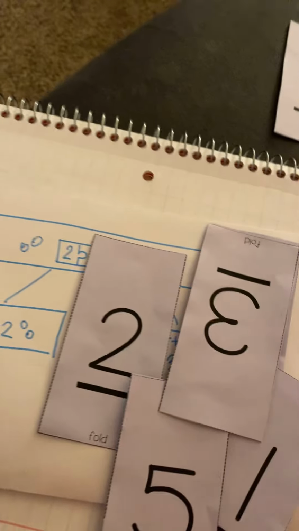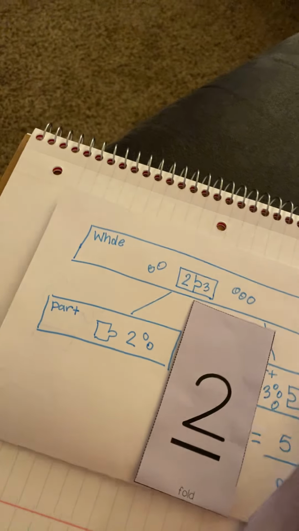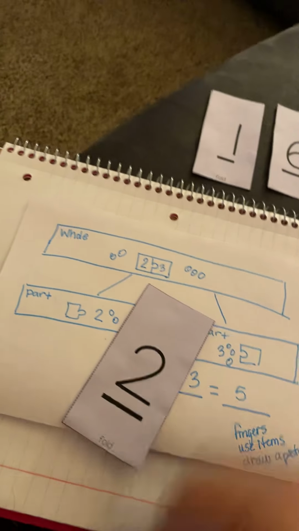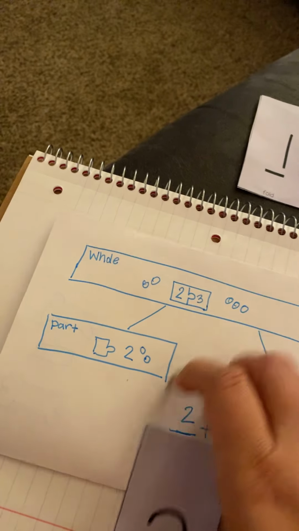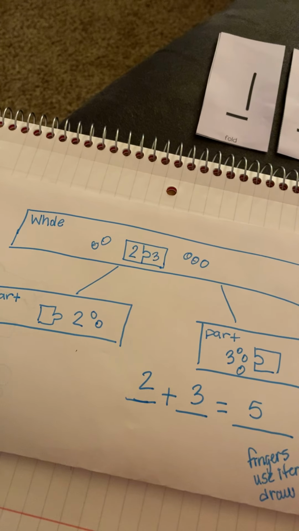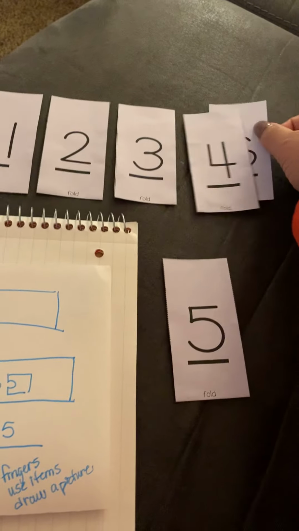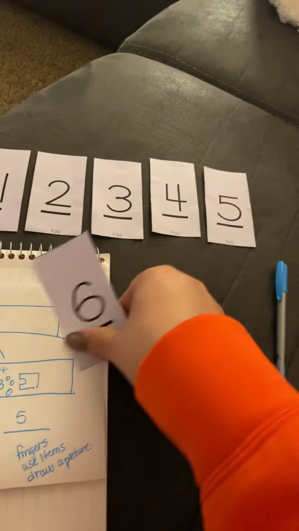Okay, so let's make sure we have all of our numbers 1 through 6. You can double check yours. I want you to use these numbers, and I will put them in the right order. They're just falling in the crack of my couch here. 1, 2, 3, 4, 5, 6. And I'm going to put these numbers in the bag for another day, okay?